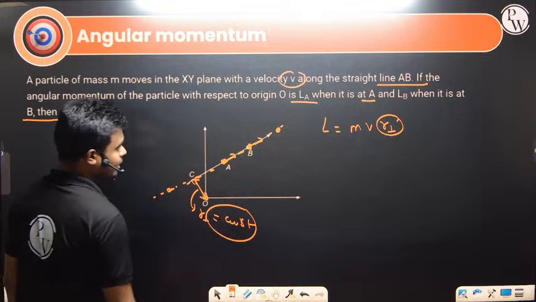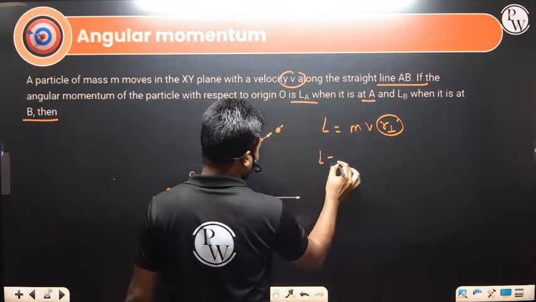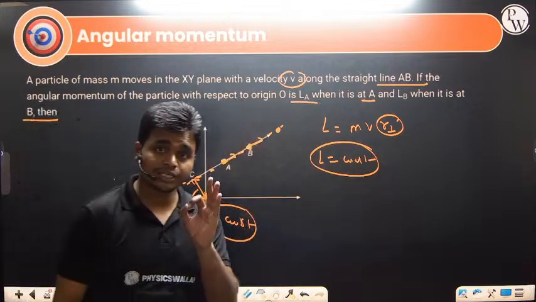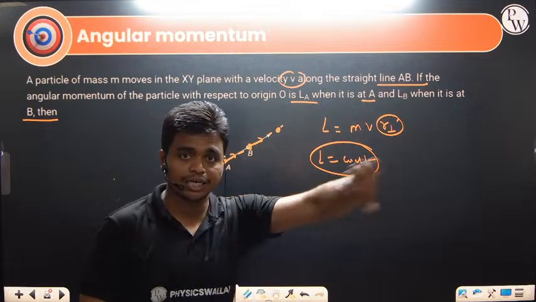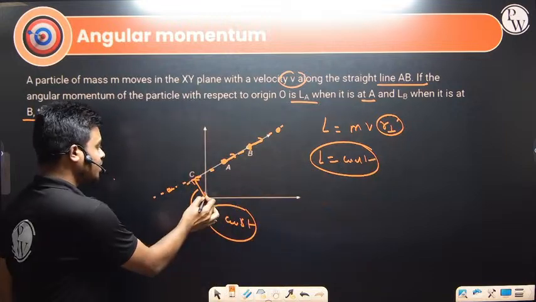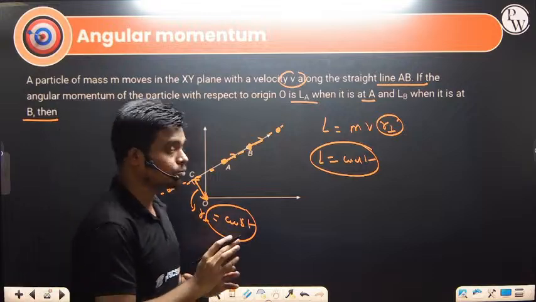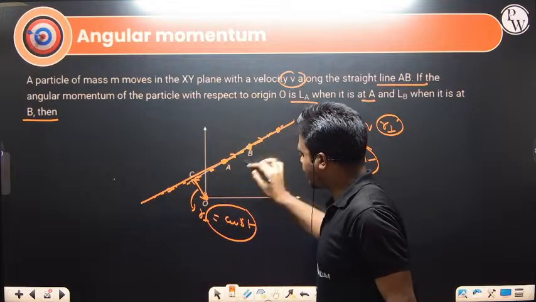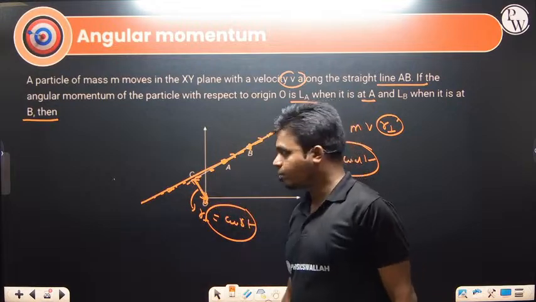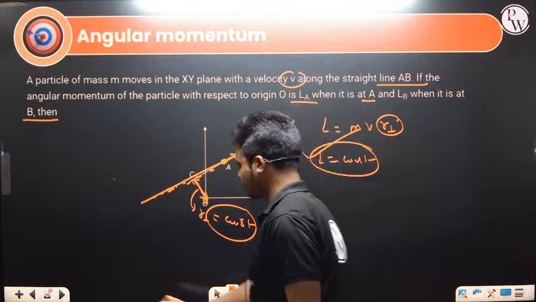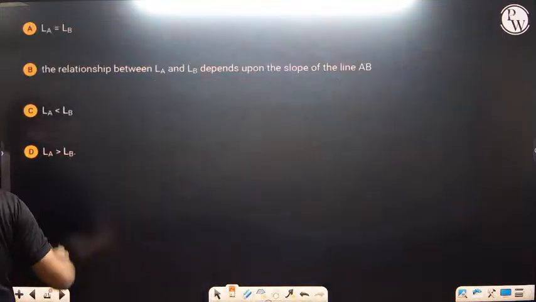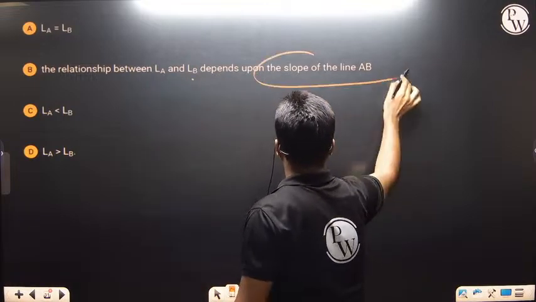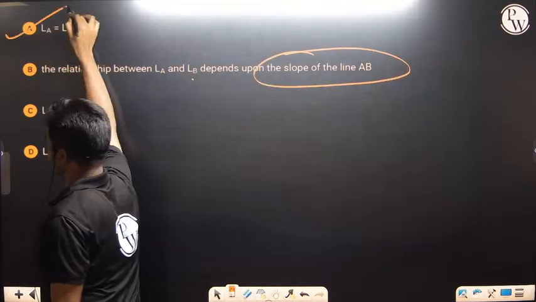So in this particular case, L will be constant. Let's look at the options. If the particle is moving in a straight line, you can note this down: the angular momentum about the origin or about any particular point will be constant if it is moving with constant speed. Because this is the line of motion of the particle, and from the origin this will be r perpendicular, which is constant. So let's look at the options. LA is equal to LB. The relation between LA and LB depends on the slope of the line? No, it will be constant anyway.